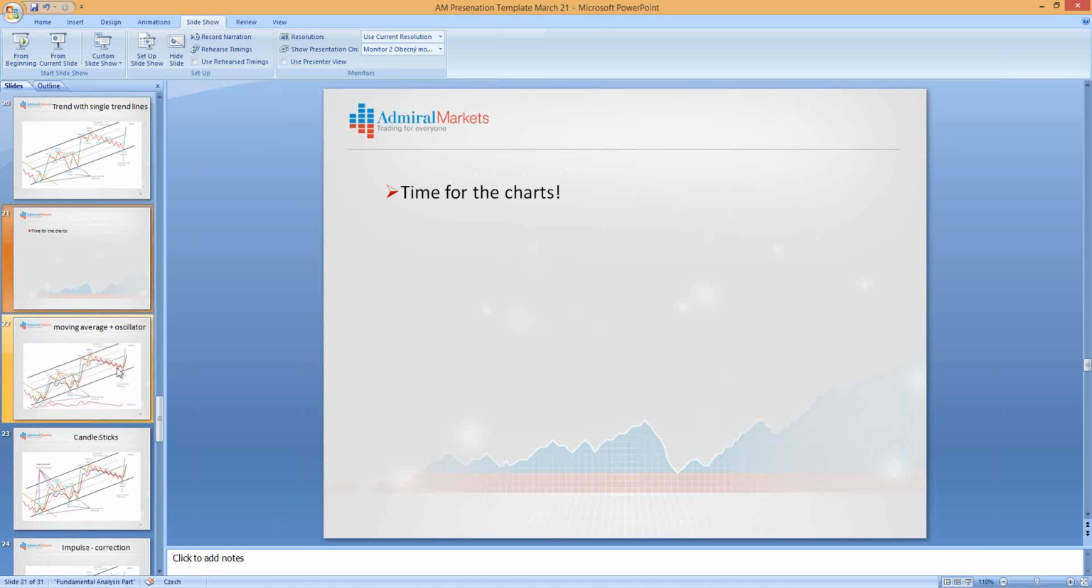Now, sometimes you won't have a 4-hour direction, no problem. Just skip that currency if you want, and you go to a currency that does have a clear 4-hour trend channel like that. Alrighty.